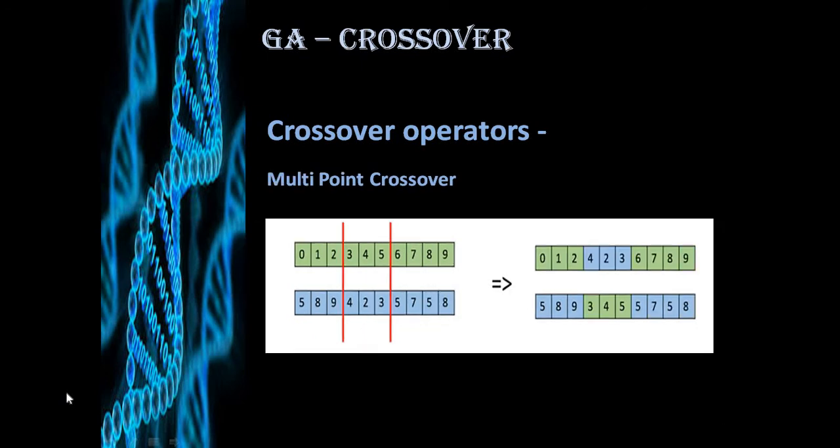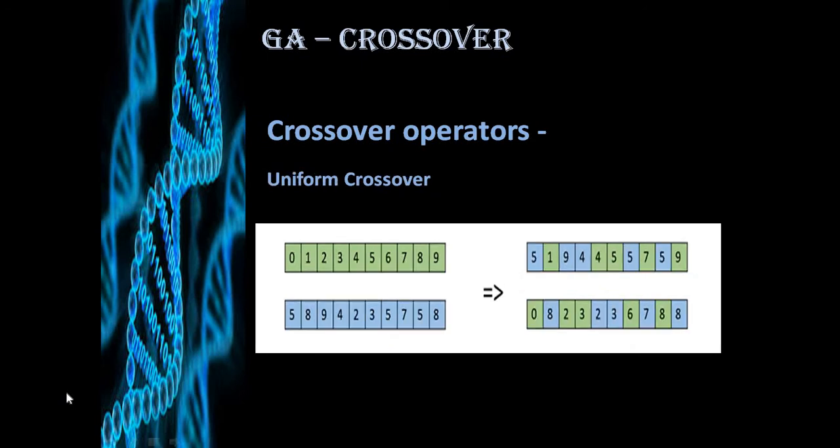Next is the multi-point crossover. Actually, this multi-point crossover is a generalization of the one-point crossover wherein alternating segments are swapped to get new offspring.